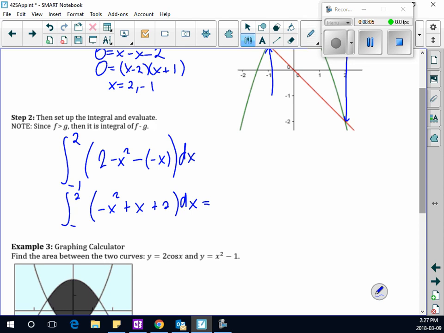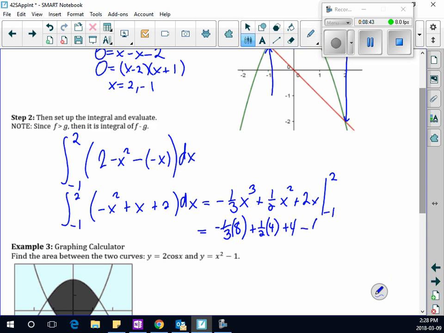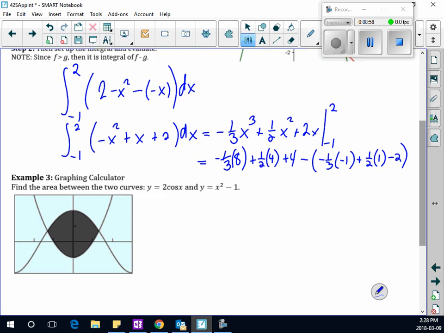Okay, so what's the integral of negative x squared? Yeah, negative 1/3 x to the power 3. And then what's the integral of x? 1/2 x squared. And then plus 2x. And this is from negative 1 to 2. No, you don't have a plus C on definite integrals, right? Because they subtract, right? Okay, so negative 1/3 times 8 plus 1/2 times 4 plus 4, subtract bracket negative 1/3 times negative 1 plus 1/2 times 1, minus 2. Okay. I have a negative bracket, right?